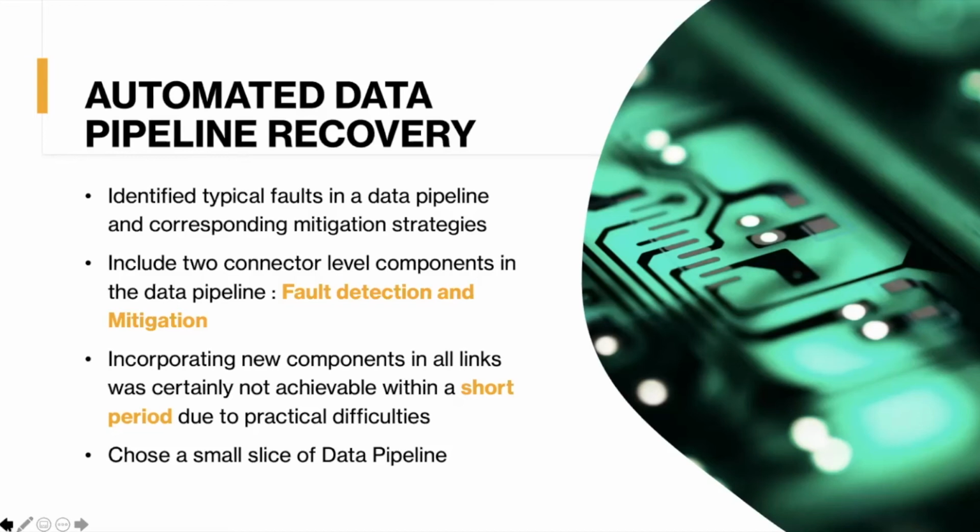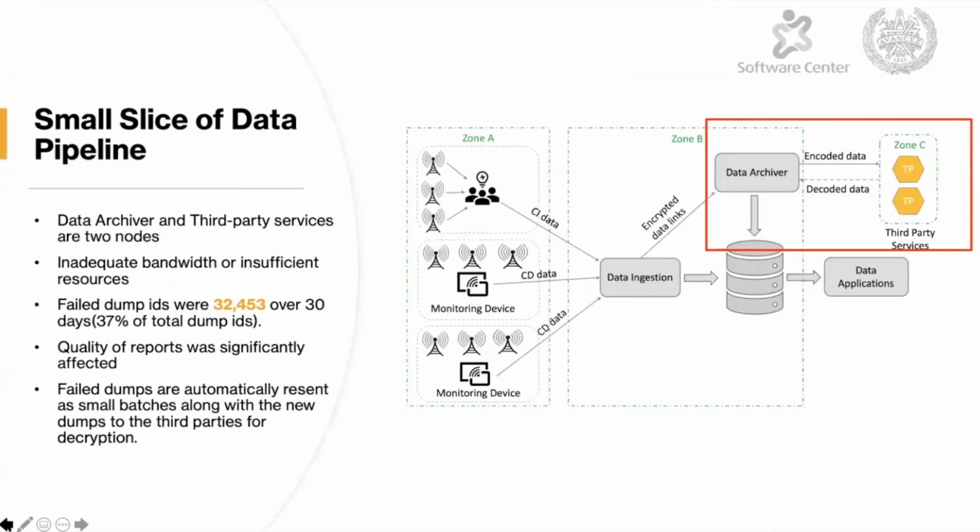Incorporating these new components in all links was certainly not achievable within a short period of time due to practical difficulties. So we have chosen a small slice of the data pipeline. Moreover, the data pipeline I was working on was already operational, so the company didn't want to take a risk by allowing us to implement fault detection and mitigation at each stage of the data pipeline. So we have chosen a small slice of one of the data pipelines that I have worked with. And this is that particular data pipeline.